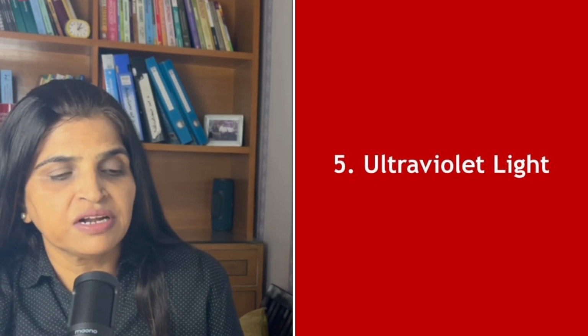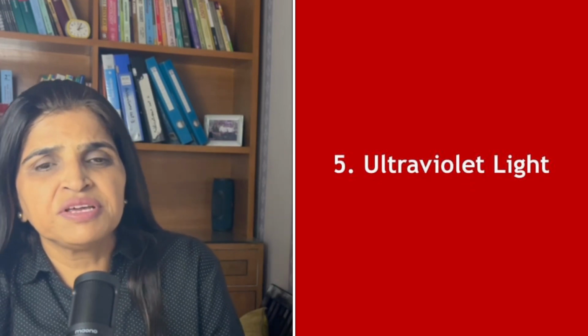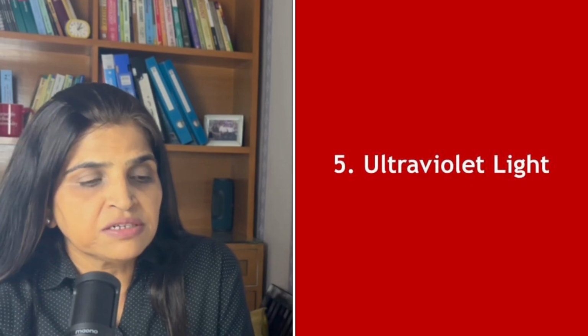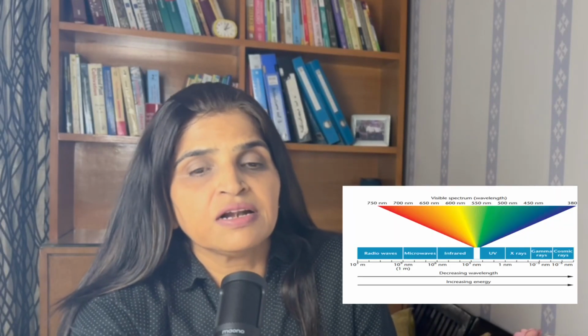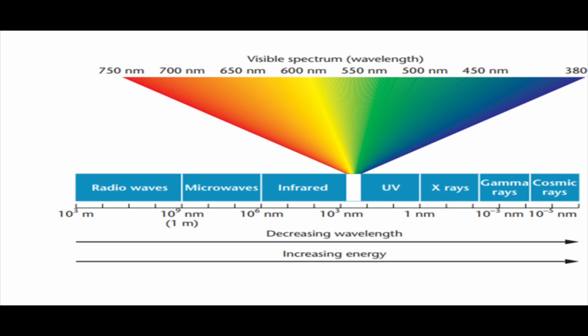It's a very common one, and everyone knows that UV radiation causes cancer. I have brought this spectrum of light for you, and you can see that UV radiation is adjoining the visible range, and it has decreasing wavelength but increasing energy from the visible range. We already know that UV light is absorbed by purine and pyrimidine bases at 260 nanometers.